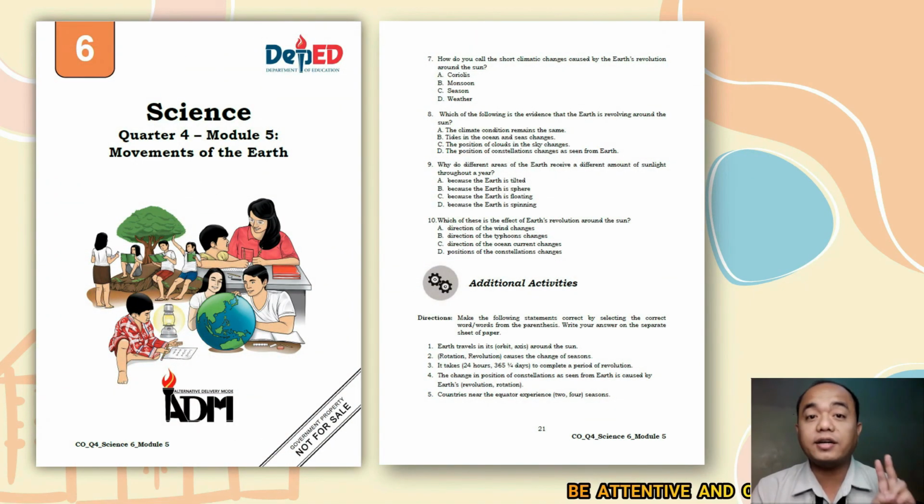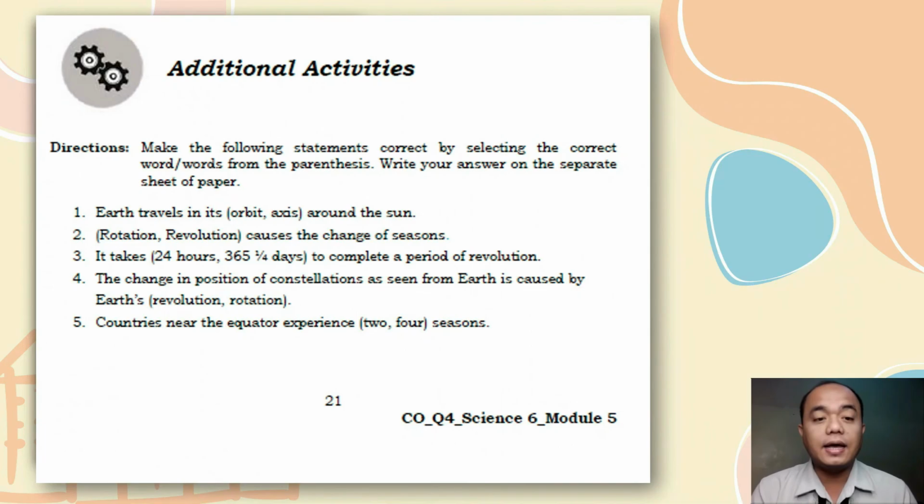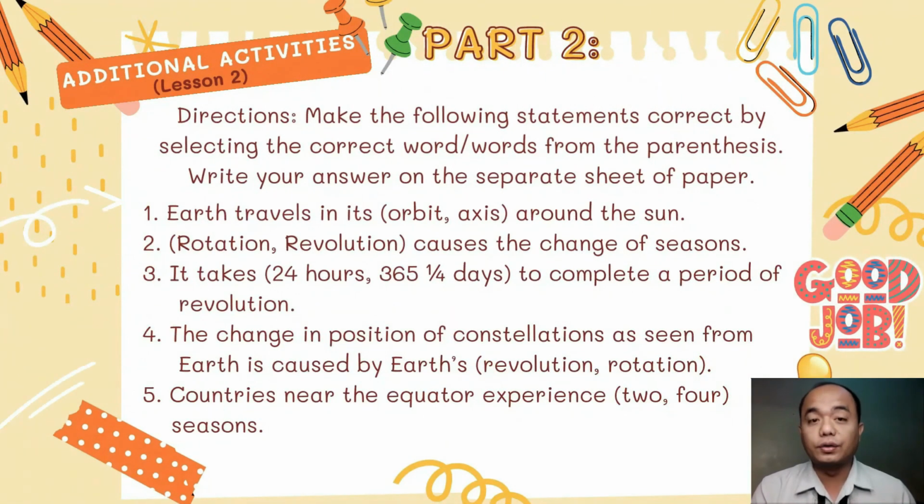Next, let's have part 2 of your assignment, the additional activities part of your module 5, lesson 2. Directions: make the following statements correct by selecting the correct word or words from the parentheses. Write your answer on your separate sheet of paper. Again, copy this on your 1/2 sheet of paper and answer. You only have to choose your answer inside the parentheses and underline it.